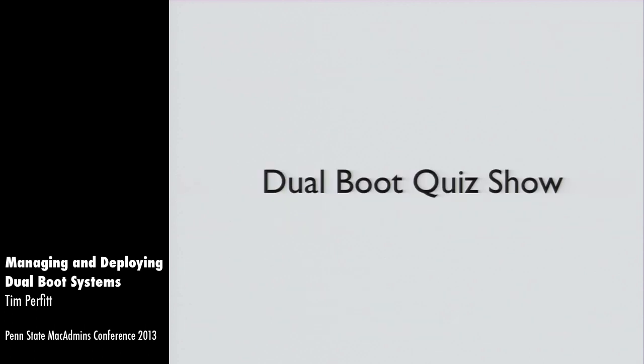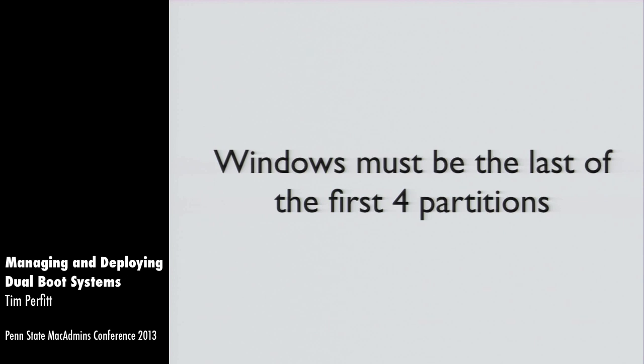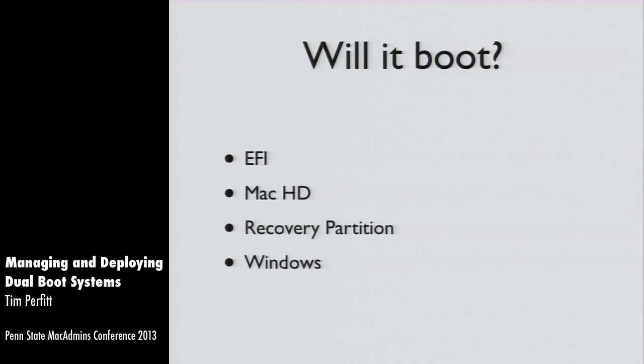All right, so now it's time for the dual boot quiz show. So this rule that I said seems simple. On the first four partitions, Windows has to be the last one. This causes all sorts of problems with booting, so if you don't get this right, you're going to have a nightmare. So this one is called Will It Boot? Will this boot? First one's EFI. It's always going to be EFI. I'll give that one to you. Then the Mac hard drive, recovery partition, and Windows. Will Windows boot? Yes, it will.